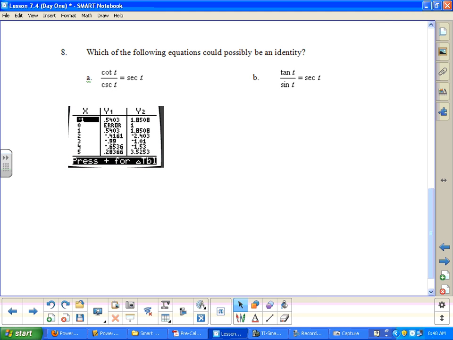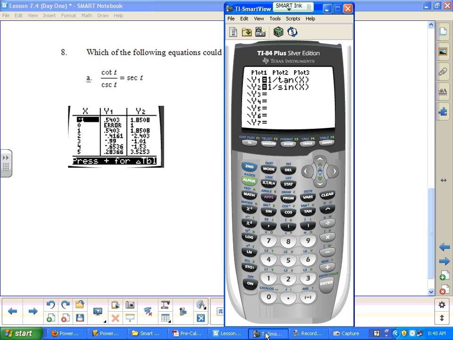Cotangent and cosecant? We don't have those functions in our calculator. Right? We have sine, cosine, and tangent. We don't have the others.